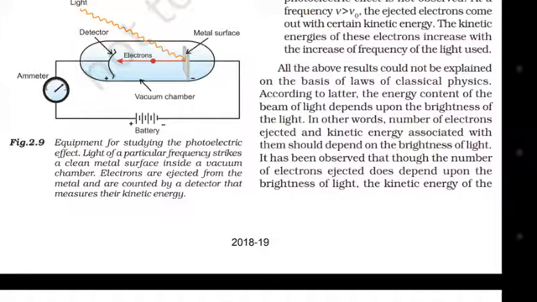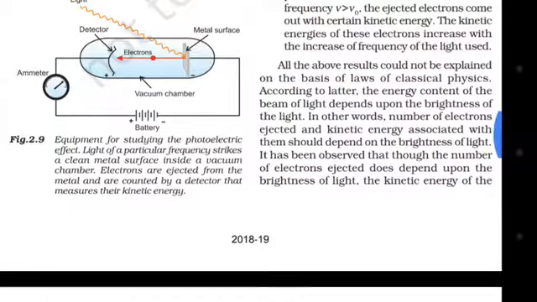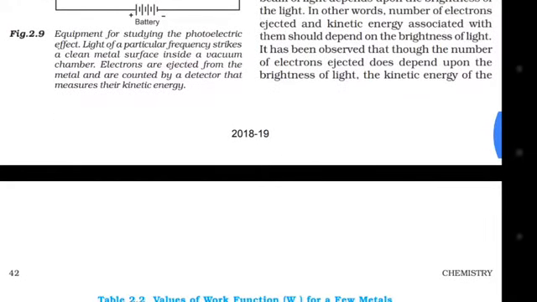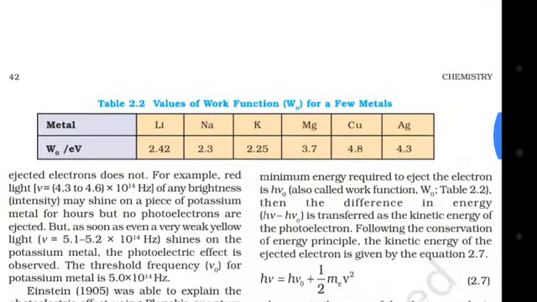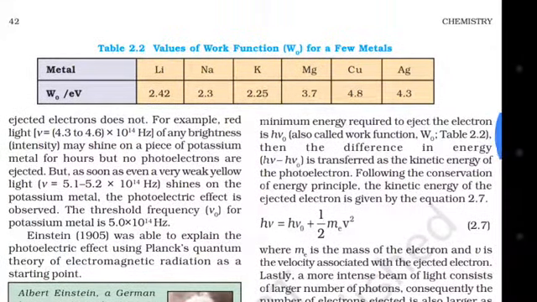All the above results could not be explained on the basis of the laws of classical physics. According to the latter, the energy content of the beam of light depends upon the brightness of the light. In other words, the number of electrons ejected and the kinetic energy associated with them should depend on the brightness of light. It has been observed that though the number of electrons ejected depends on the brightness of light, the kinetic energy of the ejected electrons does not.